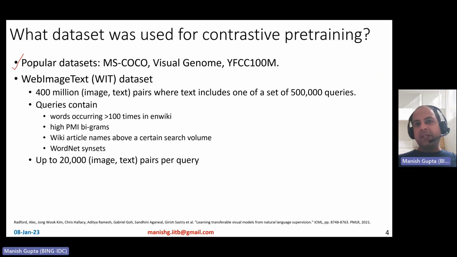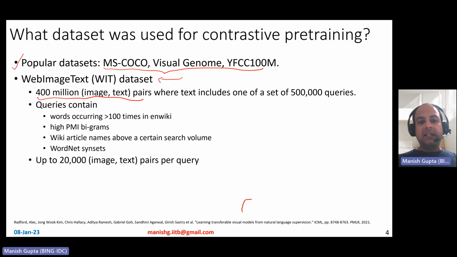Popularly, several data sets have been used, like MS COCO, Visual Genome, YFCC 100 million, and by several other people. But these data sets do not have very rich image text pairs at large scale. Therefore, these authors gathered their own data set called the WebImageText data set, which consists of 400 million image text pairs, where the text includes one of a set of 5 lakh popular queries.